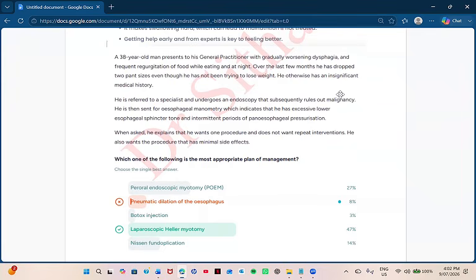He is sent for esophageal manometry, which indicates excessive lower esophageal sphincter tone and intermittent periods of panesophageal pressurization. When asked, he explained that he wants one procedure and does not want to repeat interventions. He also wants a procedure with minimal side effects. Which one of the following is the most appropriate plan of management? What is the diagnosis in this given scenario, doctors? Tell me, what is the diagnosis?